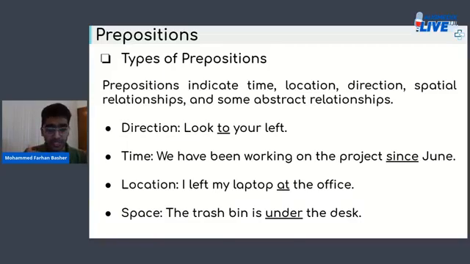Prepositions are used to indicate time, and prepositions are used to indicate locations. Prepositions are used to indicate spatial relationships and some abstract relationships as well. Okay.